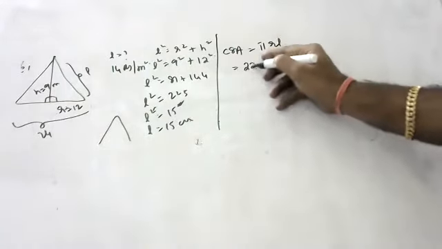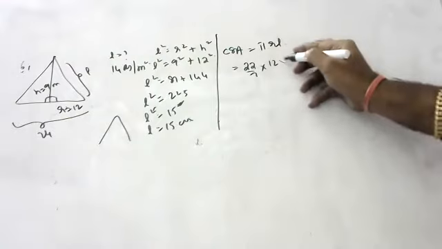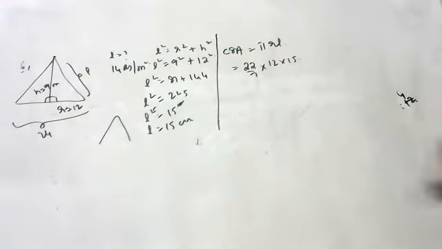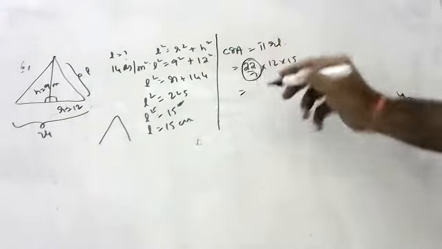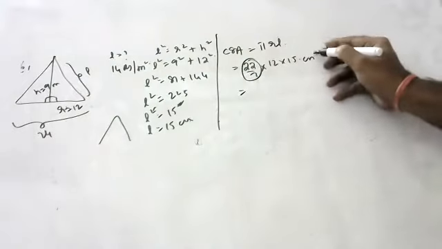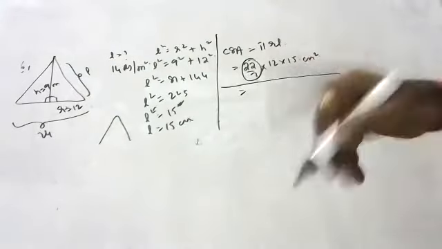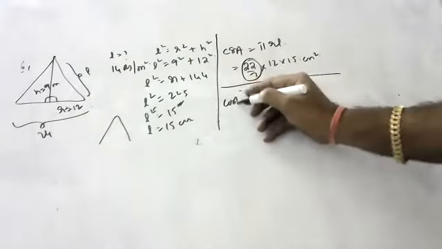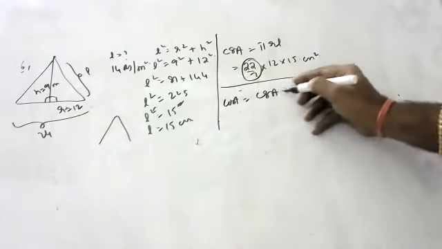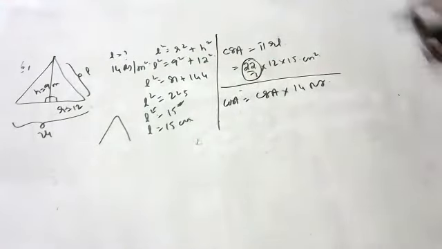Pi RL. 22 by 7 into 12 into 15. How much? This is this much centimeter square. That is CSA, but I want cost. Cost means what, children? CSA into 14 rupees. Cost is CSA into 14.